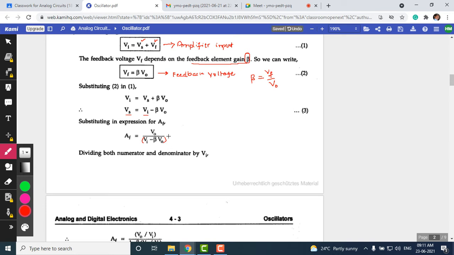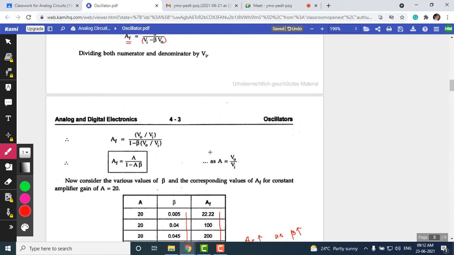Now, to further arrive at Af in standard form, we need to divide numerator and denominator by Vi. Let us see what happens when we divide numerator and denominator by Vi. Now Af becomes V naught by Vi, and in the denominator Vi gets cancelled, and we are left with only 1 minus beta times V naught by Vi.